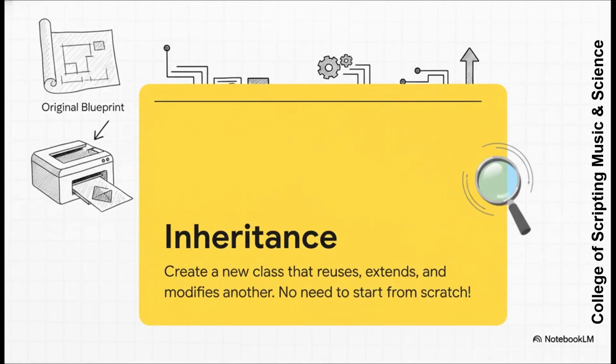We can use a super powerful concept called inheritance. It's kind of like taking that original blueprint, throwing it on a photocopier, and then just drawing your own custom stuff right on top of the copy. You get to keep everything from the original design, and then you add your own unique features. It's a huge time saver.